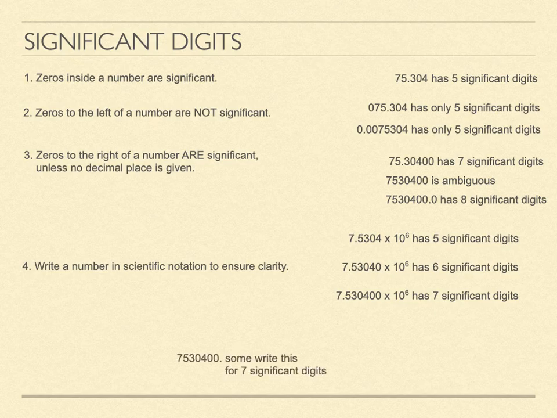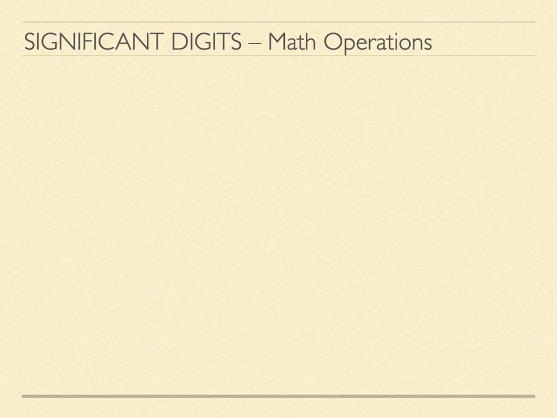In an alternate approach, some people will argue that 7530400 with a trailing decimal point indicates 7 significant digits. Notice how we have just added the decimal point. Note how that is different from 7530400.0, which has higher precision. The first is claiming a difference between 7530401 and 7530399, while the second is differentiating between 7530400.1 and 7530399.9. The next question that always arises is how to carry significant digits through various mathematical operations.